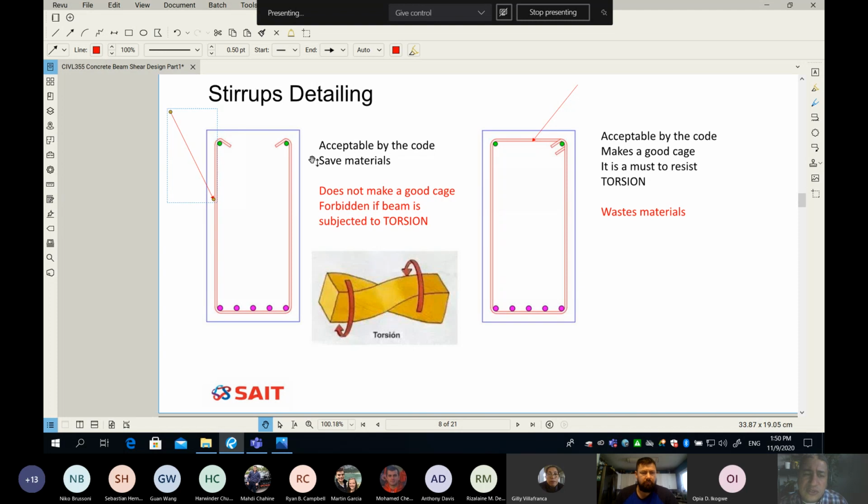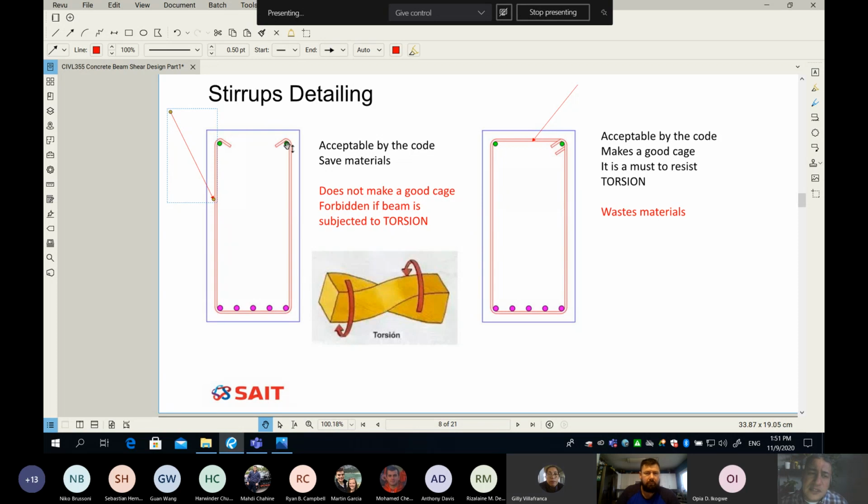So the one on the left is acceptable by the code. The code allows this one on the left, and it saves material. If you compare the one on the right and the left, which one has less material? Very easy. Which one has less material? The one on the left.